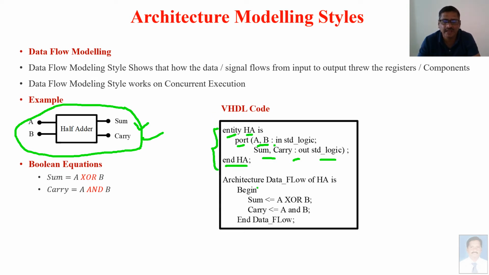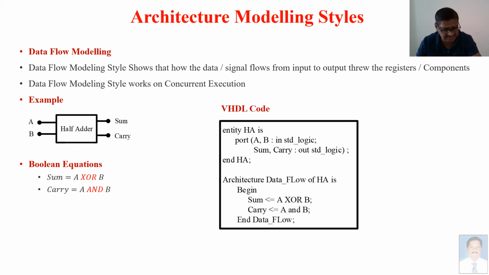Then architecture. Architecture data_flow of HA is. This is the name of the architecture followed by the name of the entity, is. This format or this standard syntax should be used. Architecture followed by the name of the architecture, of, name of the entity, is. This is the syntax always. I will repeat once again. It should start with the reserved word architecture followed by the name of the architecture of name of the entity is. Here the name of the architecture is data flow.